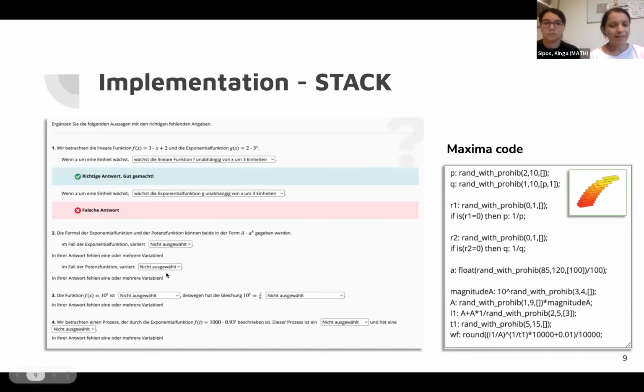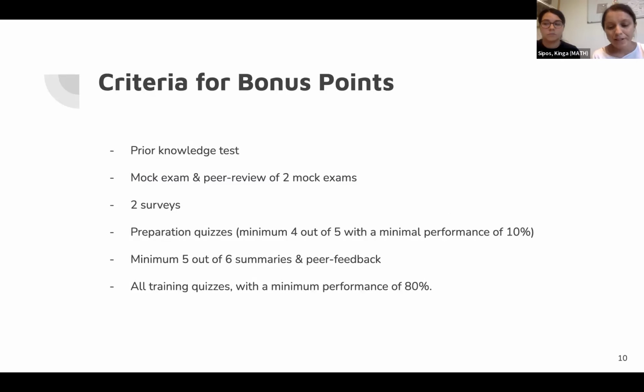Here you see on the left-hand side how an exercise typically looks in our environment. Here we are rather evaluating some theoretical concepts, and students can select one option from a drop-down list, and then they get feedback on it as well. And on the right-hand side, you see a piece of Maxima code by which I generated the random variables behind this problem.